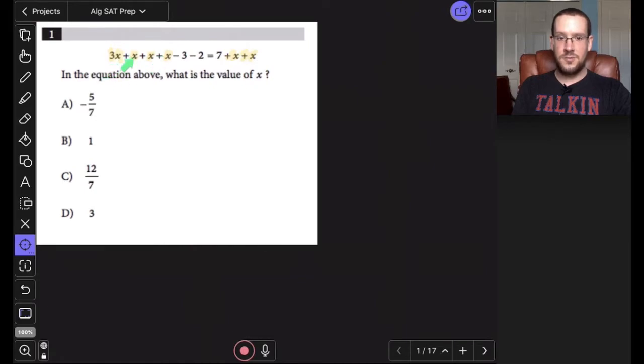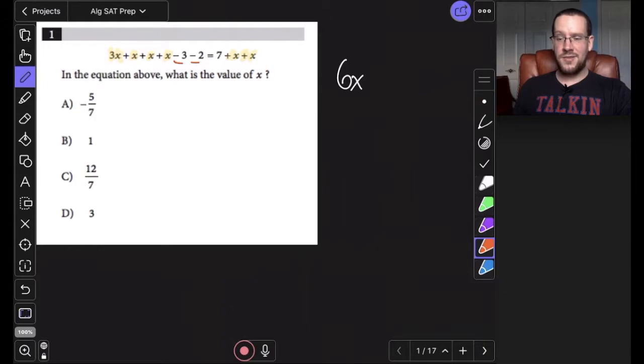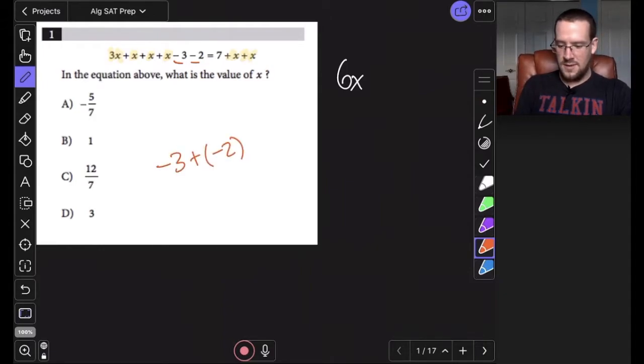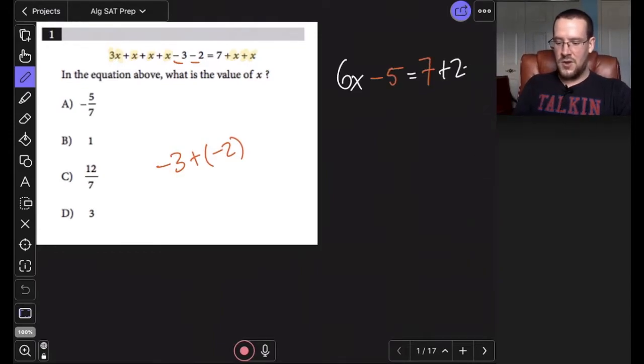So it's 3 plus 1, which is 4. 4 plus 1, 5. So we had 3 plus 1 plus 1 plus 1. Minus 3 minus 2. So this looks like negative 3 plus negative 2. This is a negative 5. It is equal to plus 2x. And from here, all we have to do is solve. So subtract 2x from both sides.